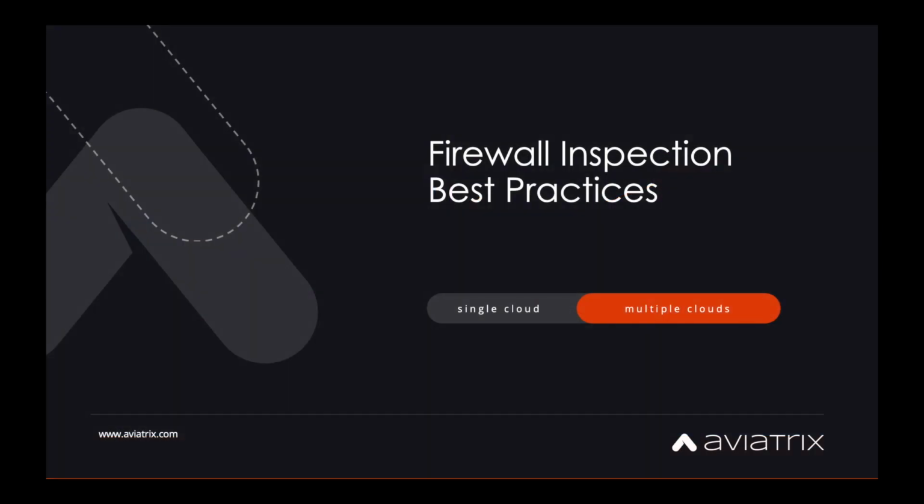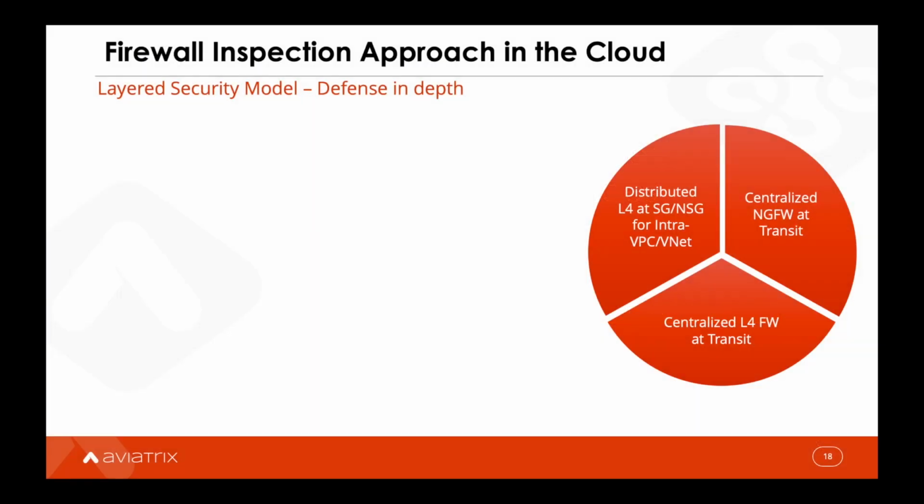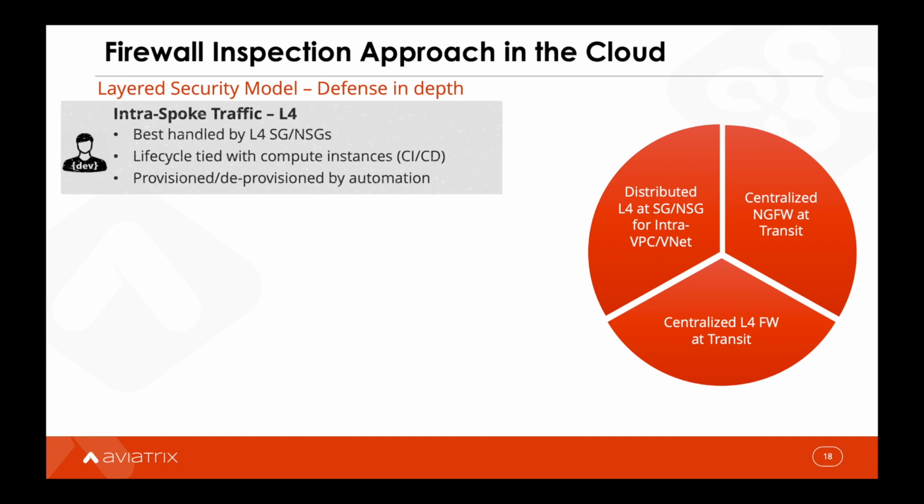In this section, we'll cover firewall inspection best practices in the cloud. We all agree that when it comes to security, the best approach is a layered model that uses defense in depth. For applications that are communicating within the same spoke VPC, VNet, or VCN, the best approach is to utilize Layer 4 constructs that come with the CSP, such as security groups, network security groups, or VM firewalls.